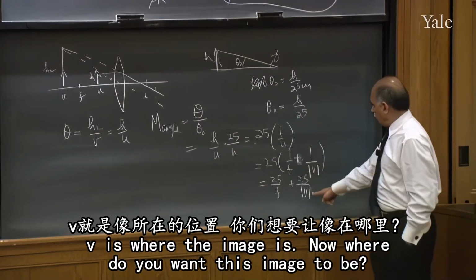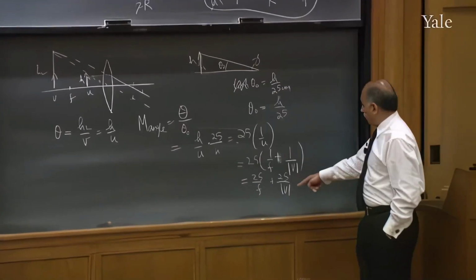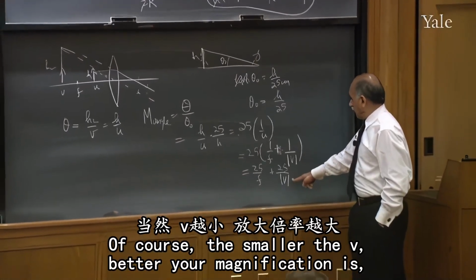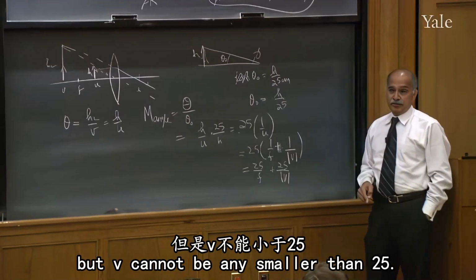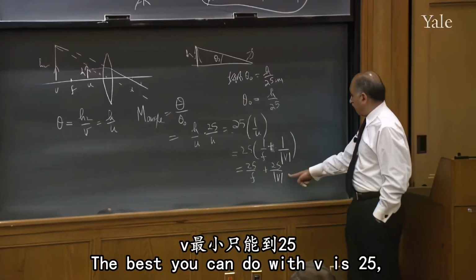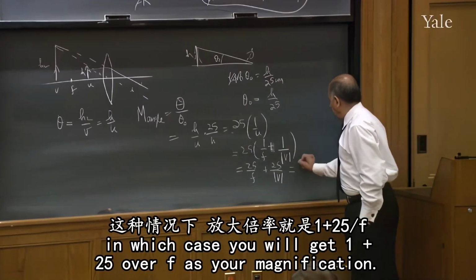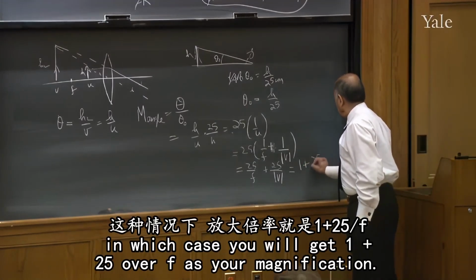Now, where do you want this image to be? Of course, smaller the v, better your magnification is, but v cannot be any smaller than 25. The best you can do with v is 25, in which case you will get 1 plus 25 over f as your magnification.